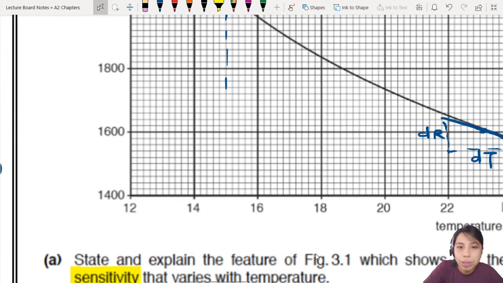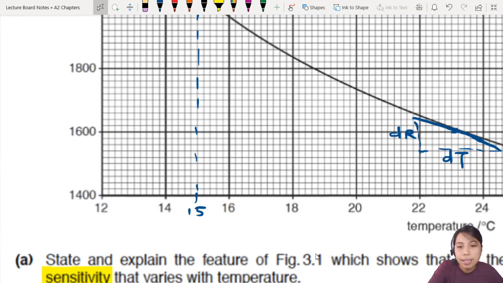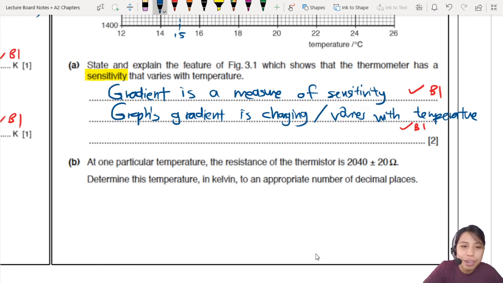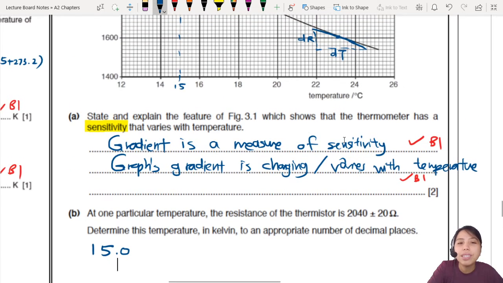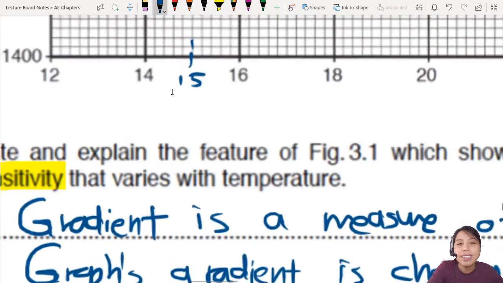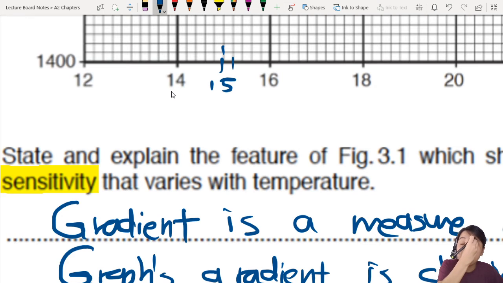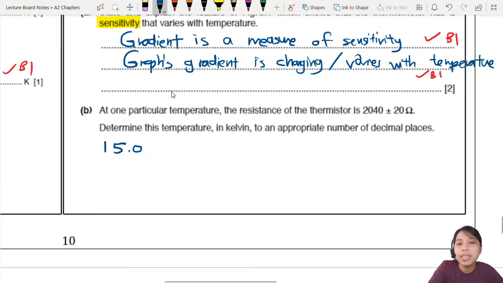So let me scroll all the way down to this. 15. Is this Kelvin or Celsius? Celsius. Oh, must remember to convert. So we put our 15 here. Probably should put a decimal too. How do you know to put a decimal? Because the smallest division of this graph is a decimal. If I go over here, this is 15.2, 15.4, 15.6, 15.8, 16. So there's a 0.2, 0.4, and I should probably include that.